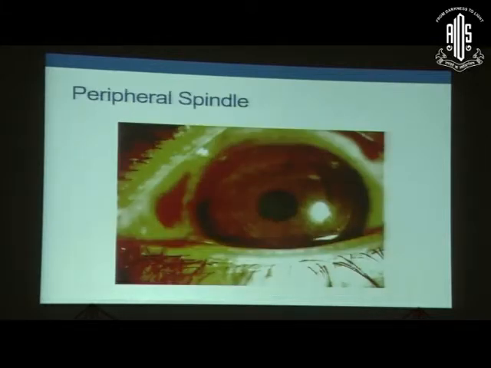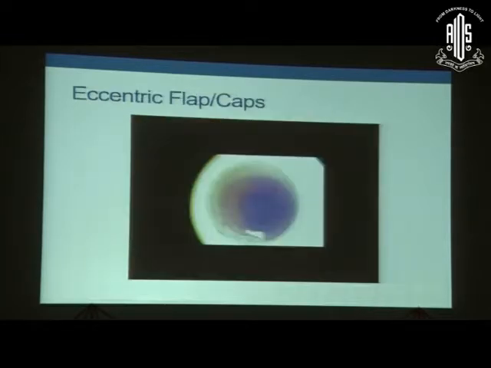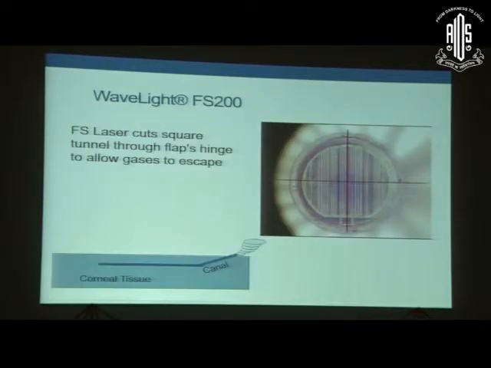But notice that there is still a sliver or a spindle that remains, and one has to be careful while lifting the flap because of the presence of this peripheral spindle which may remain. Now sometimes there can also be eccentric flaps or caps, such as in this case. And when this occurs, just before the side cut occurs, you have to stop and go at a depth which is 40 to 50 microns below the one which you had planned earlier.